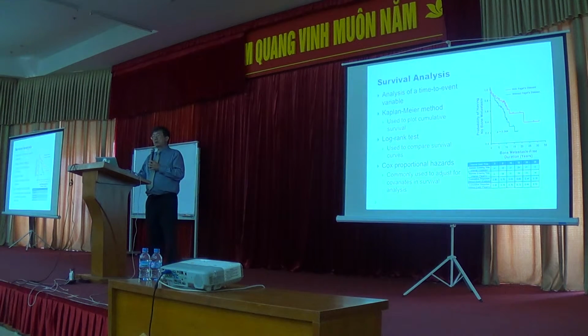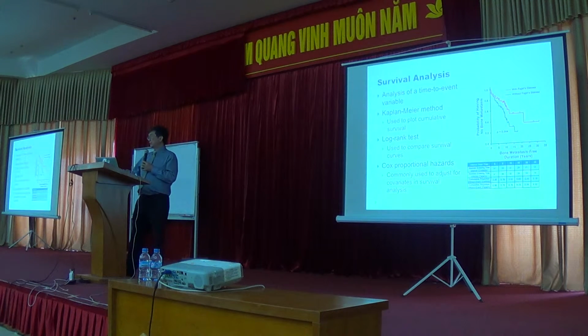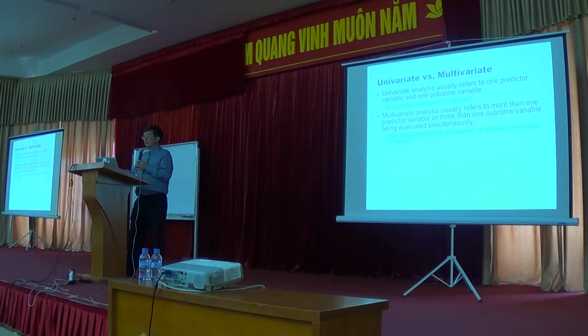And the big advantage of the Cox modeling is to use regression to analyze multiple covariates. So the multivariate analysis using Cox regression model is a very powerful tool to control for many potential factors that can influence survival or can influence a time to event analysis outcome. So univariate analysis usually refers to one predictive variable or one outcome variable. For example, we ask the question, is diabetes a predictor of cancer? We only have one outcome variable, cancer, and one predictive variable, diabetes.